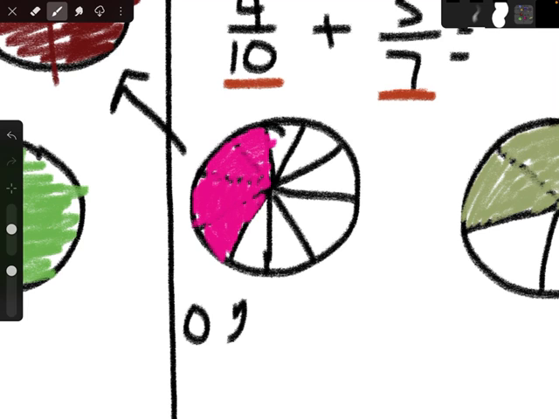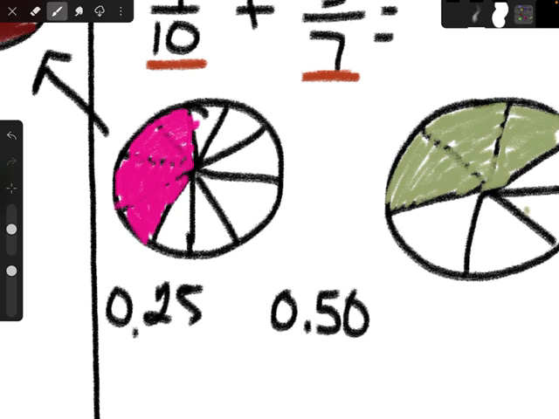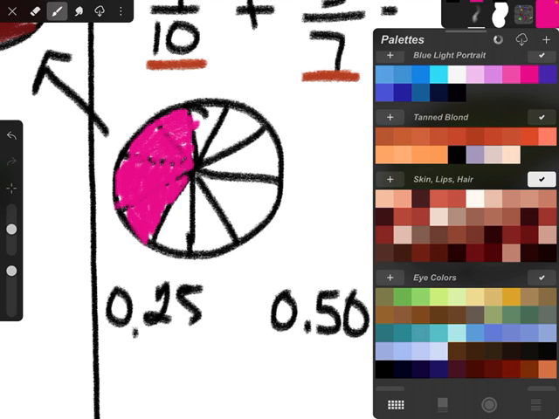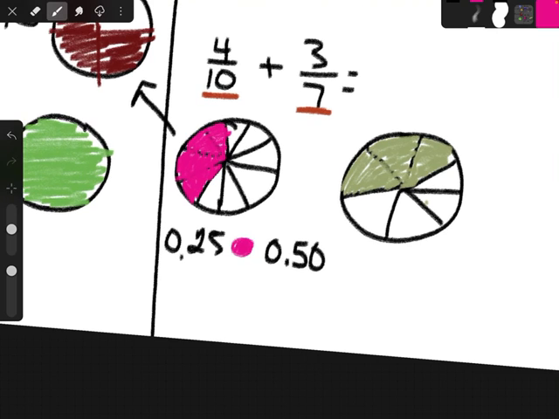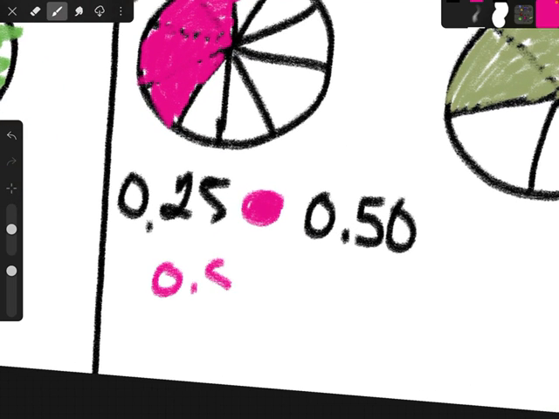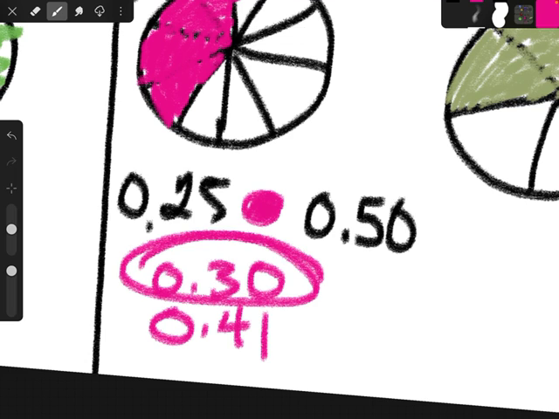So it's bigger than 0.25, but smaller than 0.50. Put pink right here. So now choose a number. Any number between 0.25 and 0.50. You could say 0.30. You can say 0.41. Right? Let's choose 0.30.